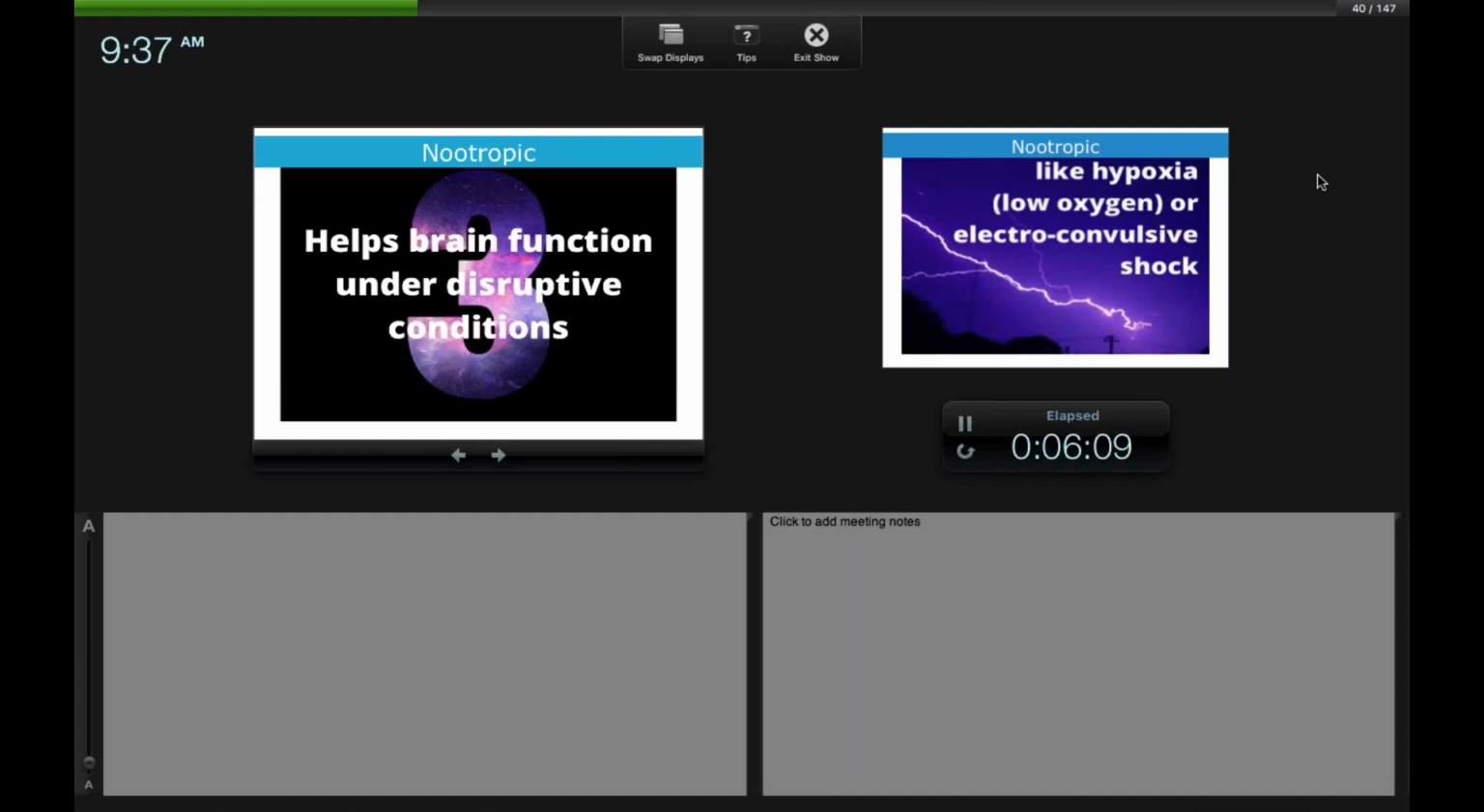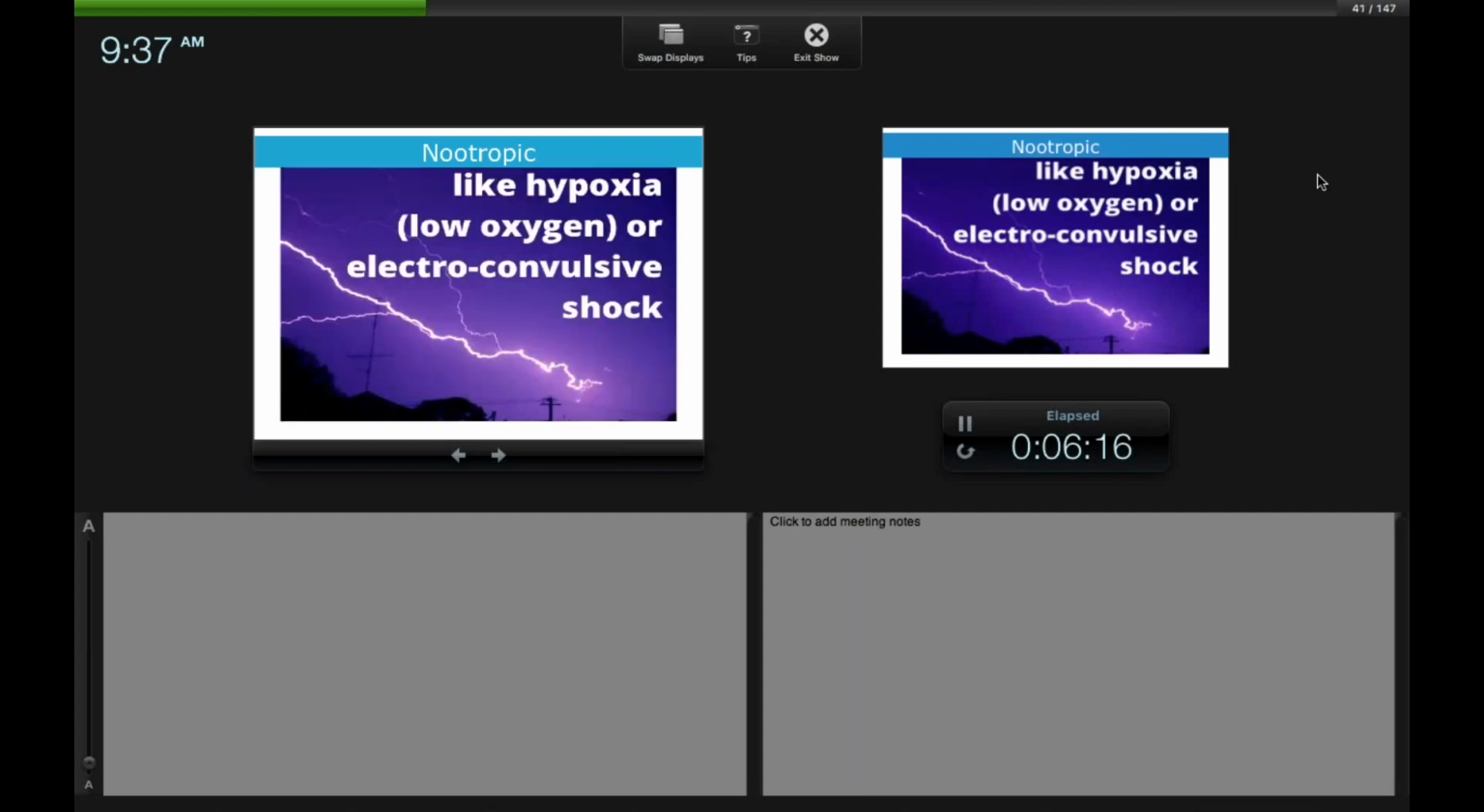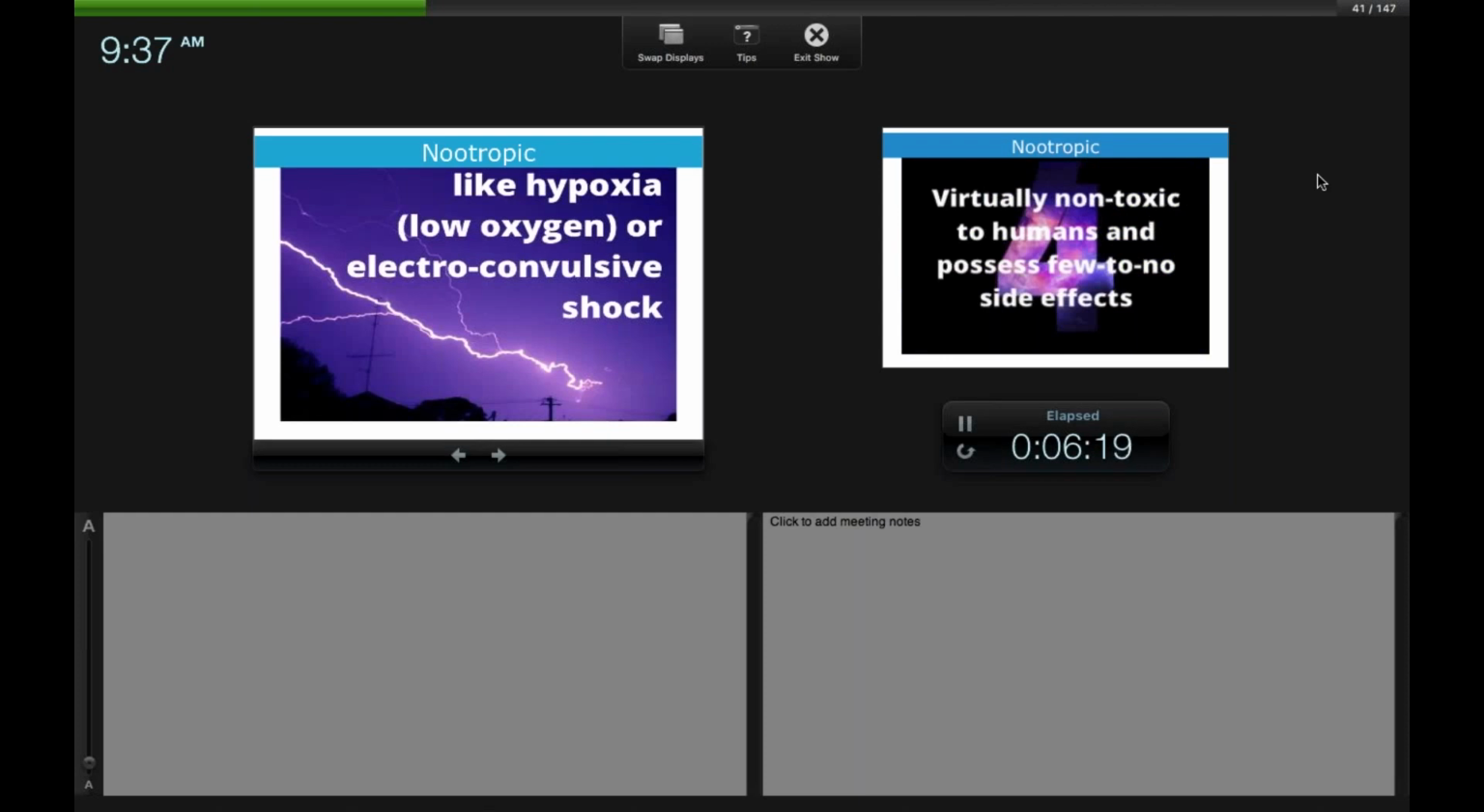Well, that's when you're under massive stress or you've got deadlines, or maybe these disruptive conditions are when you've got hormonal dysregulation or even gut dysregulation. One of those is hypoxia, or electroconvulsive shock. If you think of hypoxia, what causes the diminishing or the breakdown of memory is the inability for your blood to circulate properly in your brain.